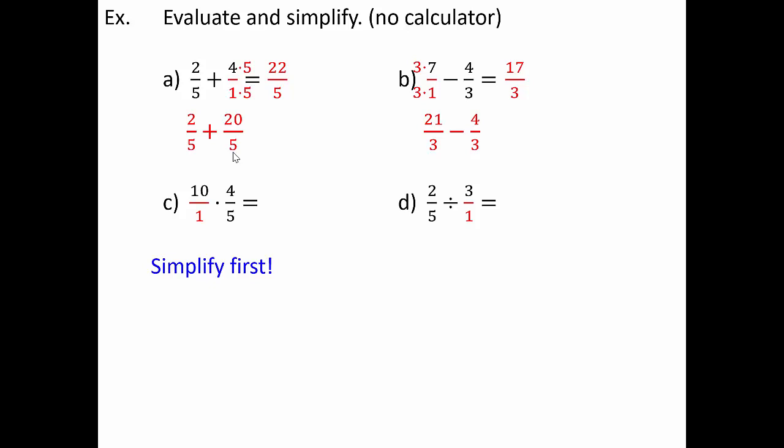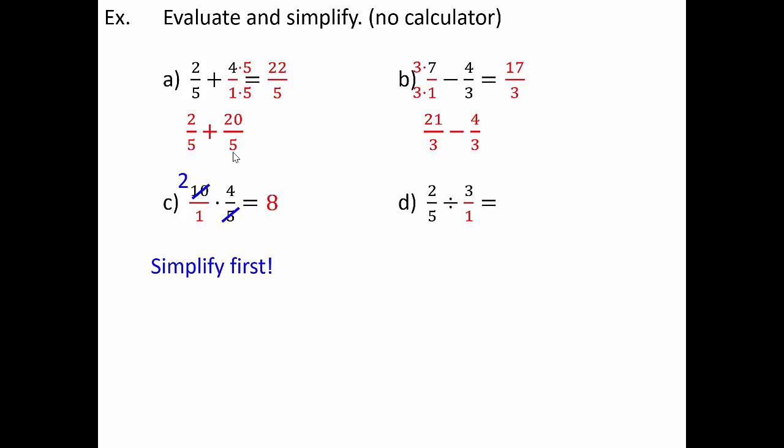On the whole, simplifying first is typically going to make problems easier, so I suggest just always simplify first. So I can simplify diagonally. The 10 and the 5 can both be reduced by a factor of 5. So the 5 disappears, the 10 becomes a 2. Nothing else can be reduced, so multiply straight across. 2 times 4 is 8. Now on the bottom, you really have 1 times 1, and you don't need to write the 1 on the bottom, so the final answer would just be 8.